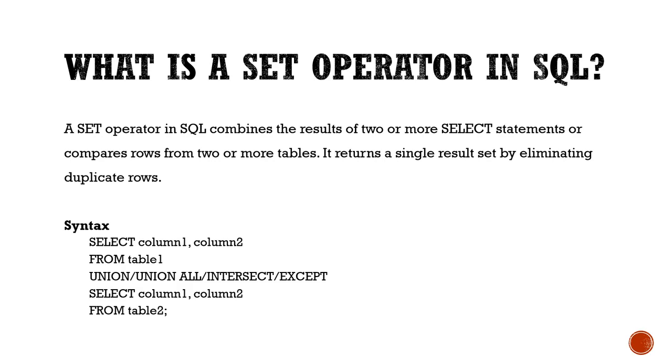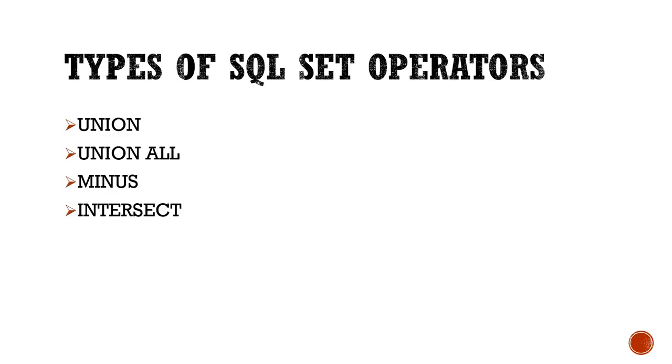Here is the syntax for set operator. Select column 1, column 2 from table 1, union or union all or intersect or except, select column 1, column 2 from table 2. Now, what are the types of set operators? There are different types of set operators. They are union, union all, minus and intersect.